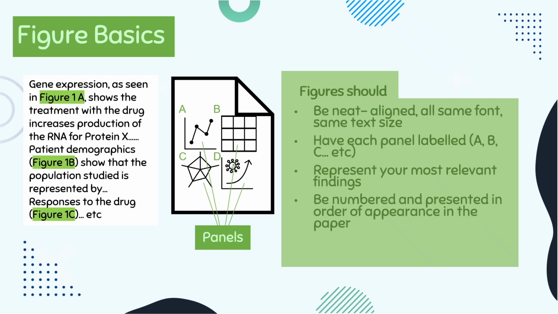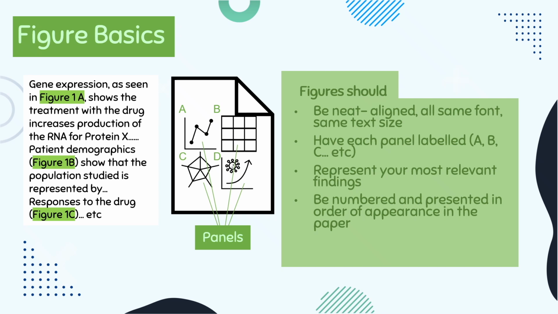You also want the figures to be numbered and presented in the order of appearance in the paper. So for example, if this here is our figure with panels A, B, C, and D, they might be discussed like: gene expression as seen in figure 1A shows treatment during the drug, blah, blah, blah, patient demographics, figure 1B shows blah, blah, blah, responses to the drug, figure 1C.